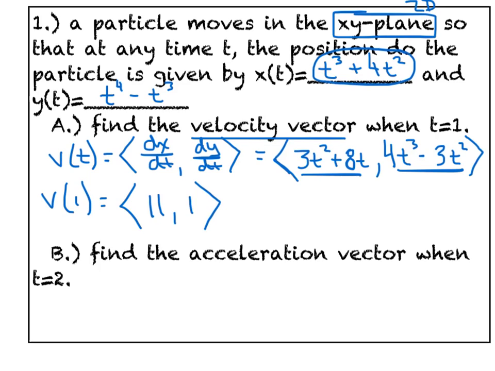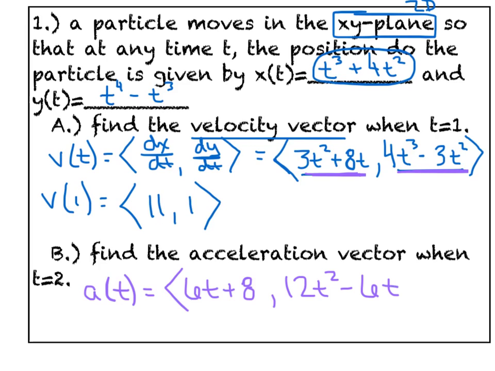And then the next thing they want us to do is to find the acceleration vector when t equals 2. No problem. I'm going to go back up here and take their derivative, so it's 6t plus 8, comma, take his derivative, and that's 12t squared minus 6t. And now I'm going to evaluate that at t equals 2. I think I'm going to get 12 plus 8 is 20, comma, 12 times 4 is 48, 48 minus 12, 36 maybe? 20 comma 36. I hope I did the math right.